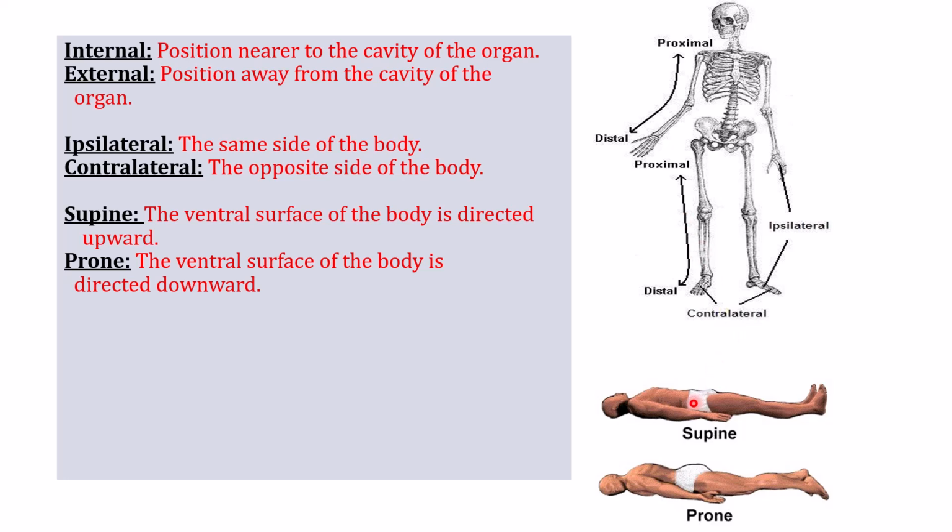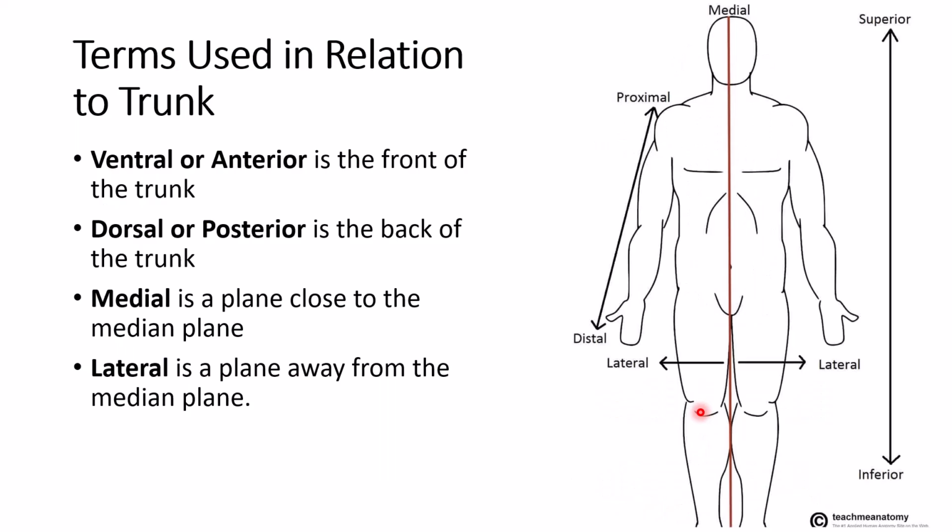Okay, then we will talk about the supine and the prone position. Supine means, can you see here in this diagram, the ventral surface of the body, which is called the anterior surface of the body, is directed upward, just as when we are lying on a bed. So this is the supine position. But the prone position is when the ventral surface of the body is directed downward, or you can say the posterior surface of the body is directed upward. This is prone and this is supine position.